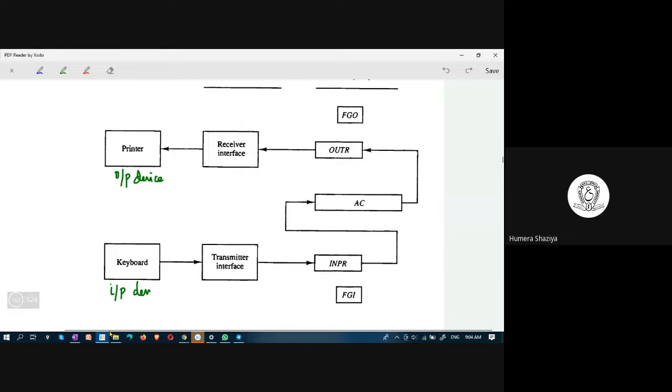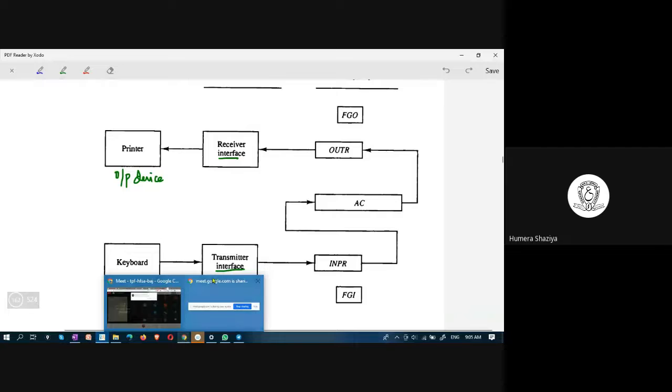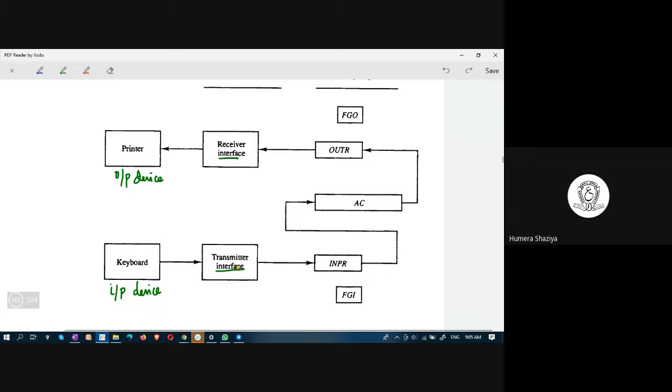This one is the input device. There is an interface. This interface is the receiver interface, which is receiving the value from the accumulator to the output register and which gives it out to a printer. Here, the transmitter interface implies that it is transmitting the data from the keyboard into the input register and finally to the accumulator for processing.